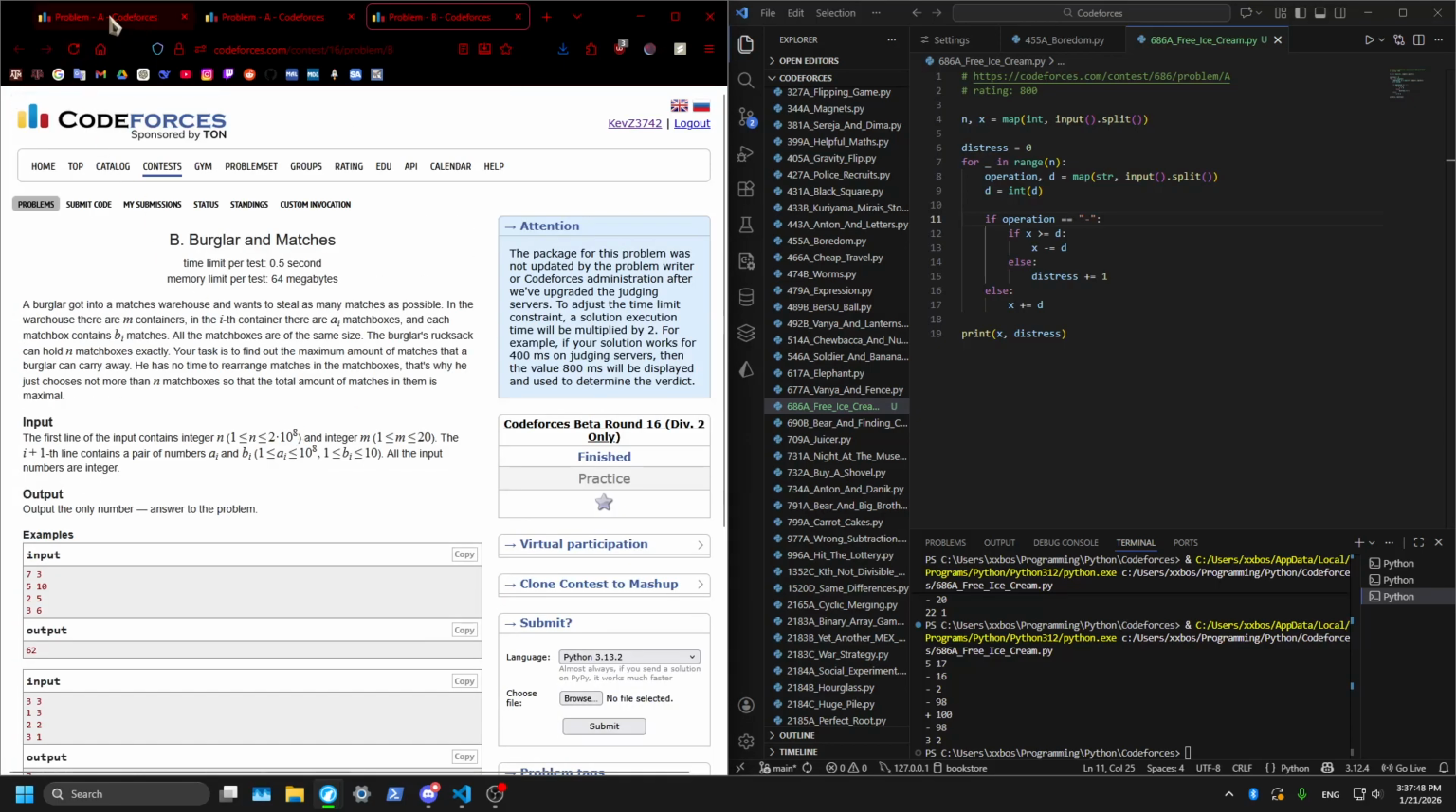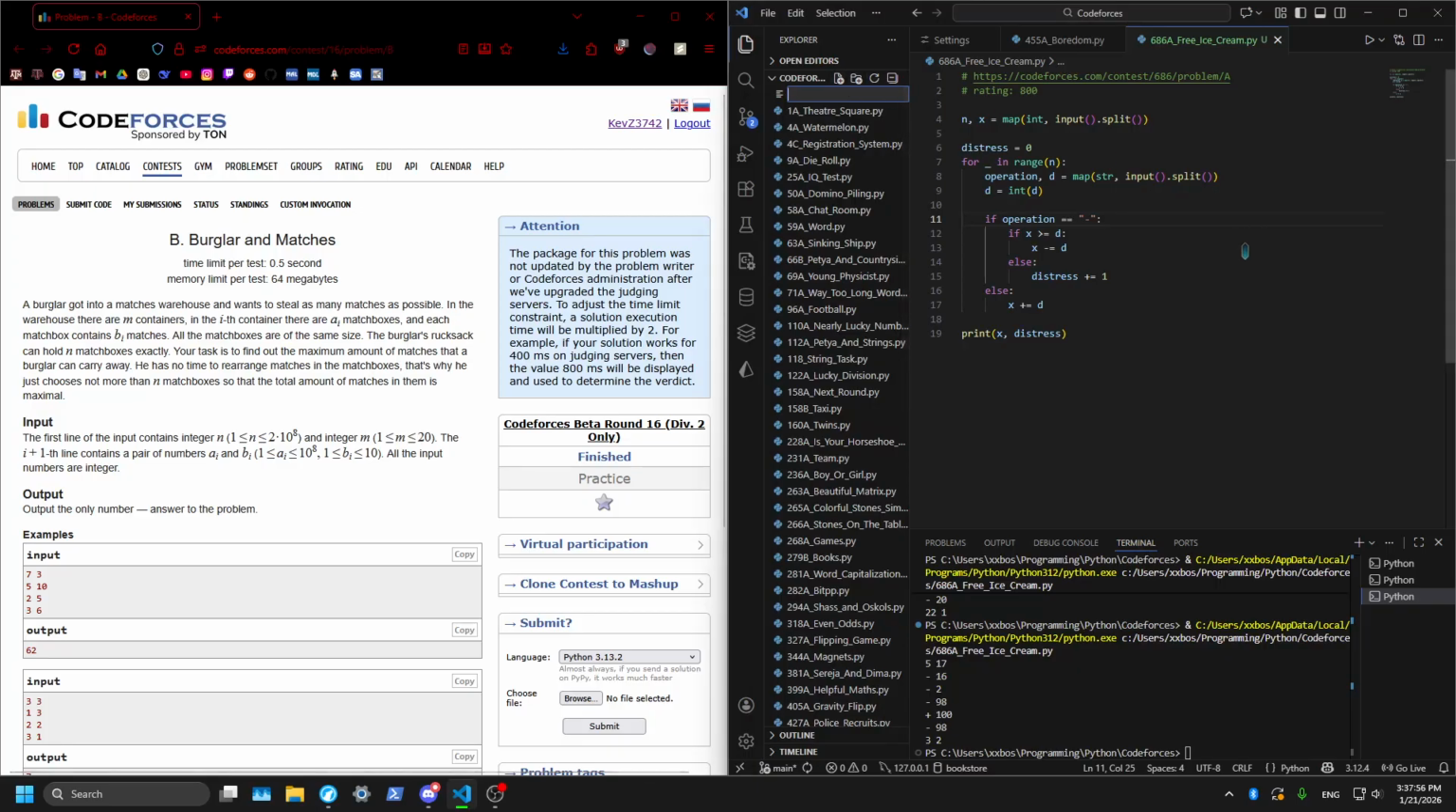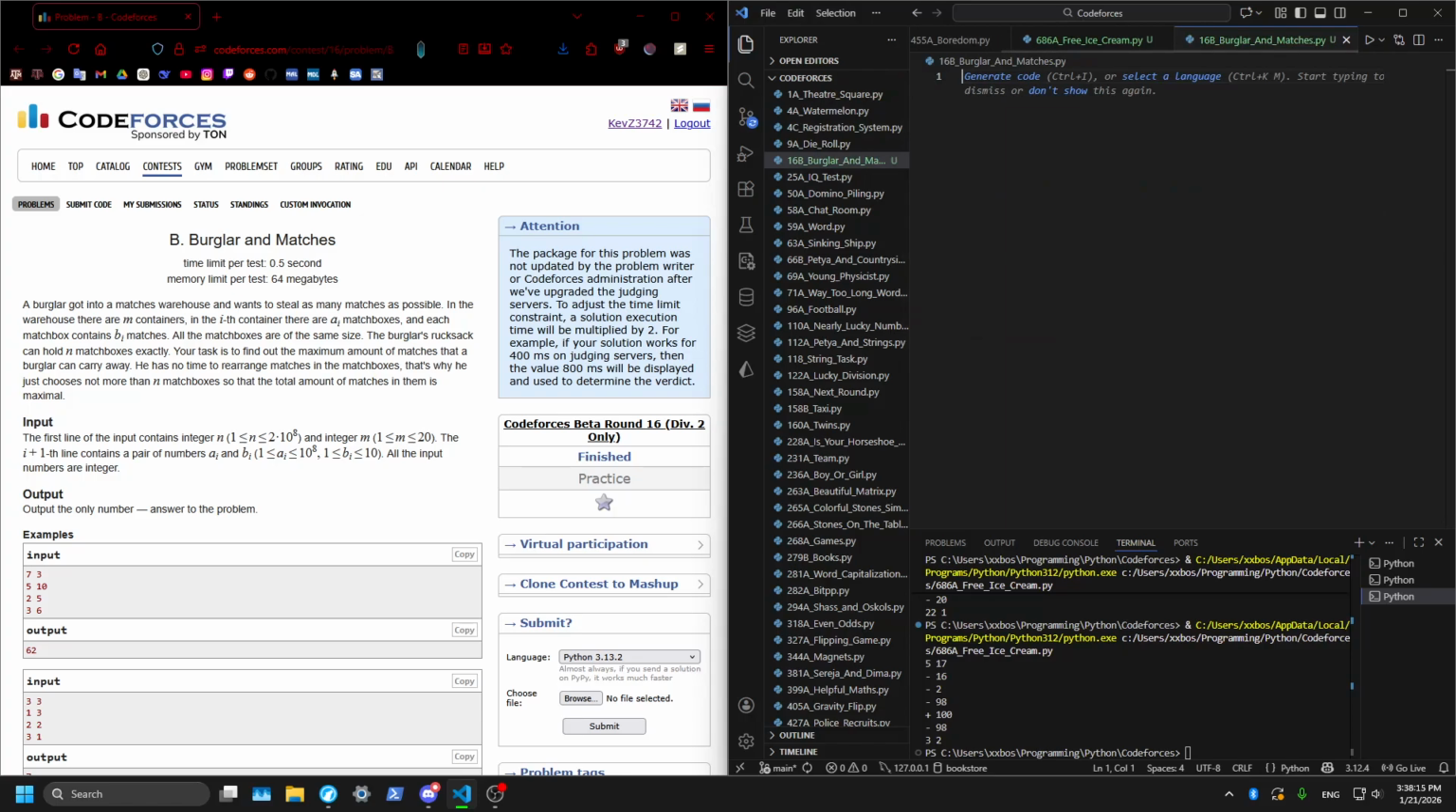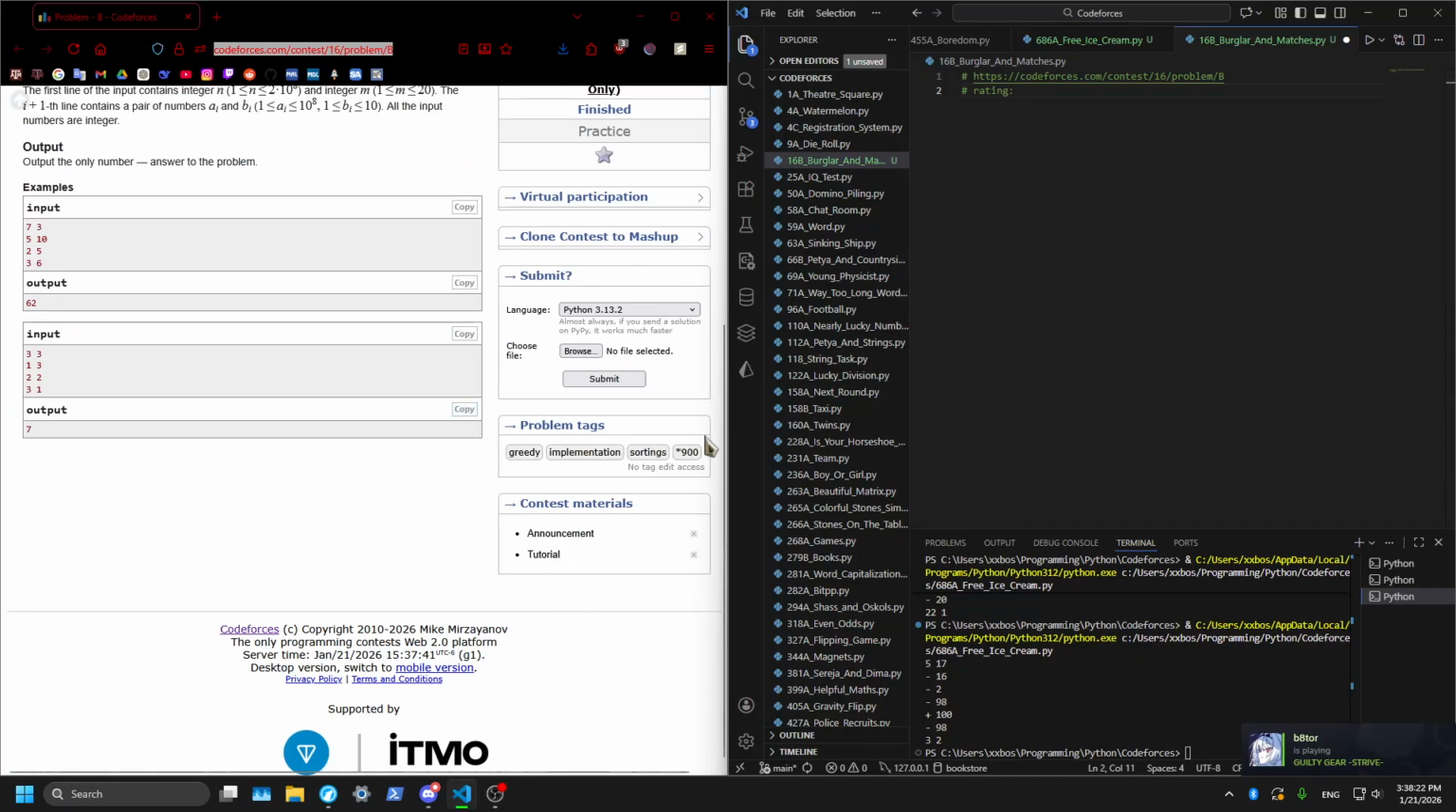Burglar and matches, 900 rated. 16B, burglar and matches dot py. Rating 900.